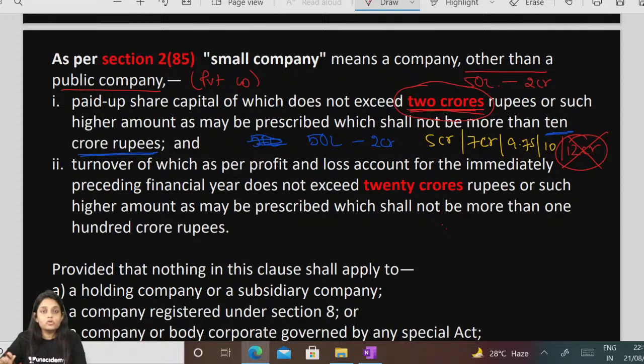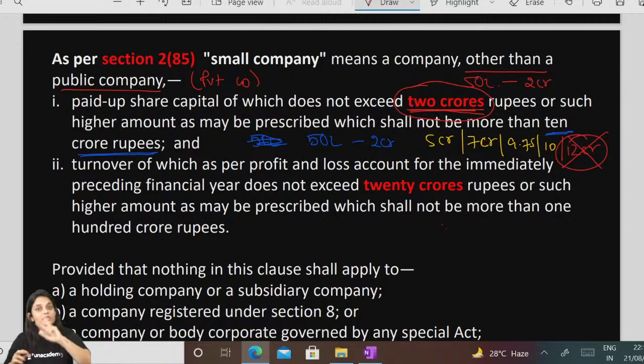I hope it's clear. So the purpose of adding this line, we may think this line is a waste. No, this line gives powers to the government, you can increase, and in exercise of that power they increased it from 50 lakh to 2 crores, but in no case can you increase it more than 10 crores. I hope it's clear to everyone.